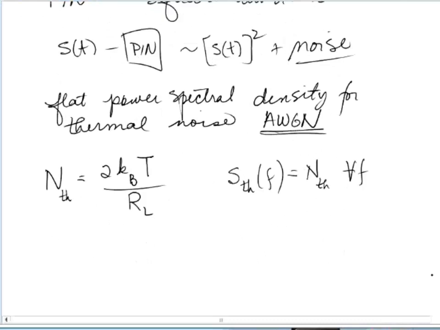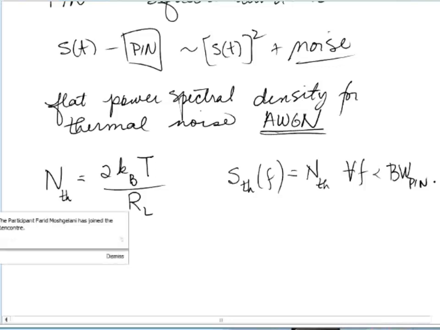Of course, no device has infinite bandwidth. So we could say, for all f within the bandwidth of the PIN, certainly we can say that the thermal noise is very well modeled as flat over this bandwidth. In fact, that's sort of the definition of what the bandwidth of a photodiode is. In most cases, electronic receivers will have a narrower bandwidth than the photodetector.